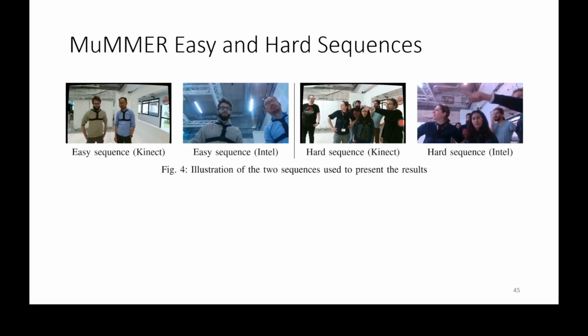Okay, so let me show. In the MUMR project, there are two different sections. One is the easy sequence, like this one. There are only 2 people in the frame. And then there is also the hard sequence. There are several people, more than 6 or 8 in the frame.